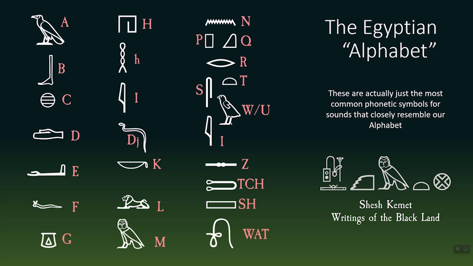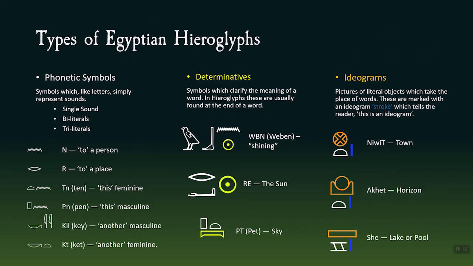This is not really an alphabet. These are just the most common phonetic symbols that we know of that resemble what we would think of as an alphabet. So what we're going to do is go through these and learn to understand how the different symbols in Egyptian hieroglyphs work.